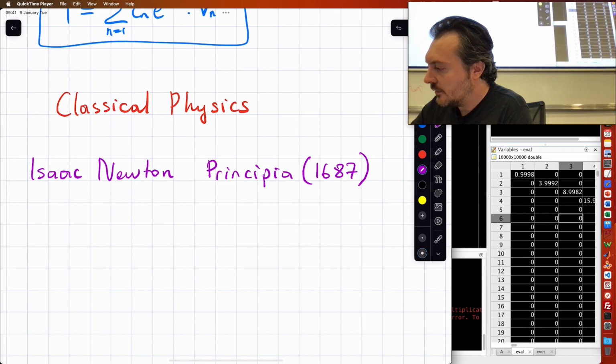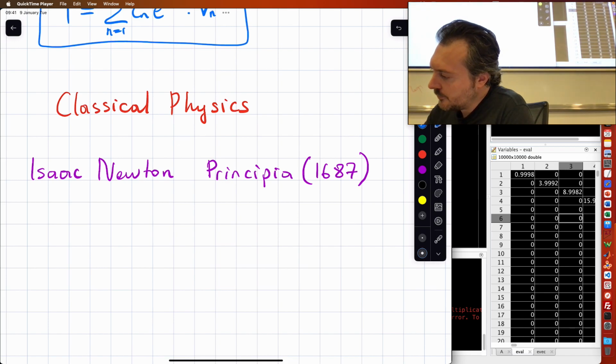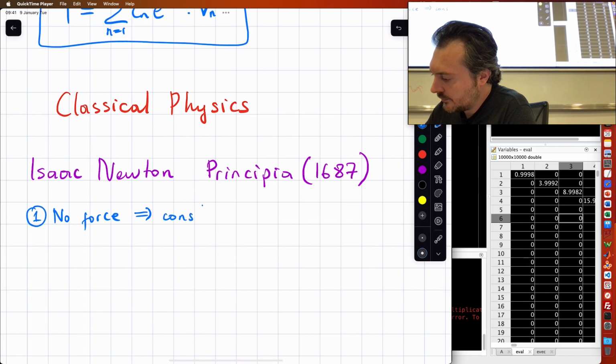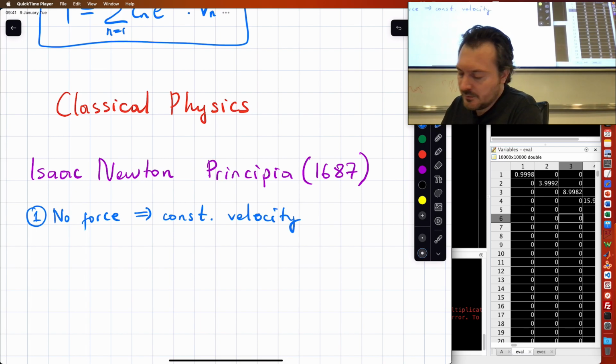1687. So we have laws of motion, right? What are the laws of motion? 1. No force, constant velocity. Right? No force, constant velocity.